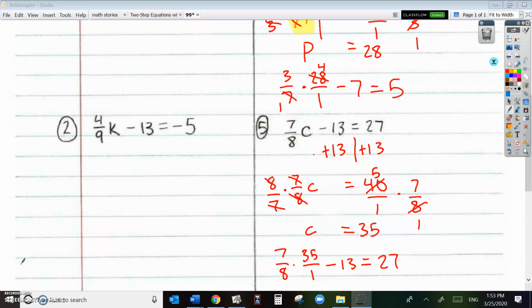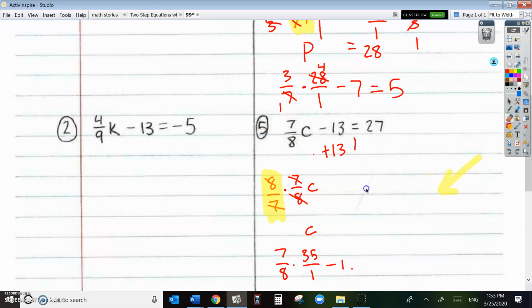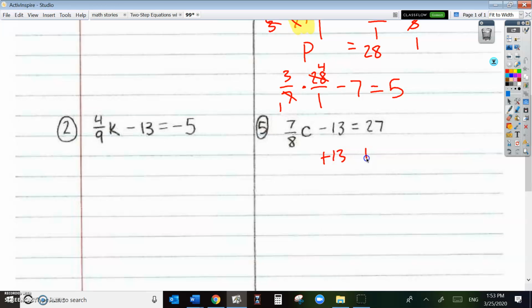Did you find my mistake? This is wrong. What did I do? What was my mistake? On this side, I multiplied by 8 over 7. On this side, I multiplied by 7 over 8. That is wrong. So I need to redo the whole problem. It's good for you to see me make mistakes though, because when you make mistakes, you just got to realize that it happens.